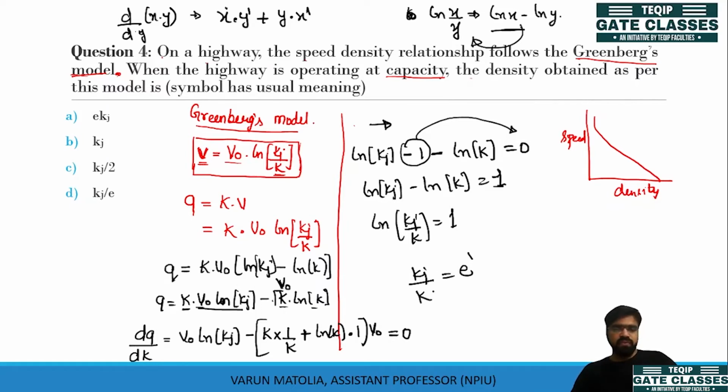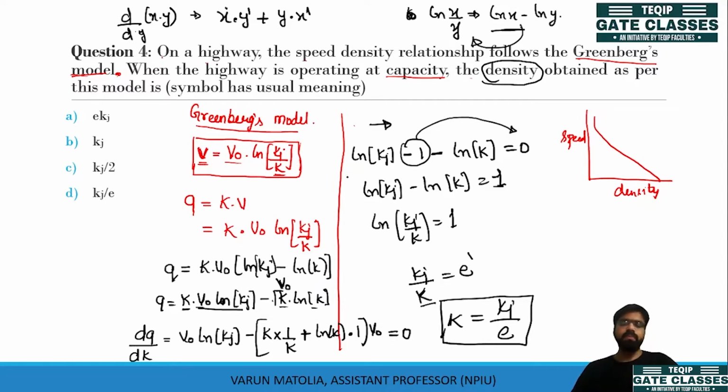We want the value of k. We want the value of density for the capacity, so we are maximizing it. So we need to calculate the value of density. So k here is equal to kj by e. This is the final result which we get after this complete process.